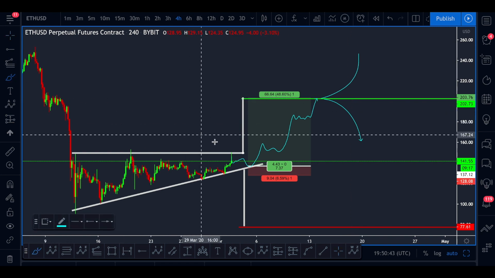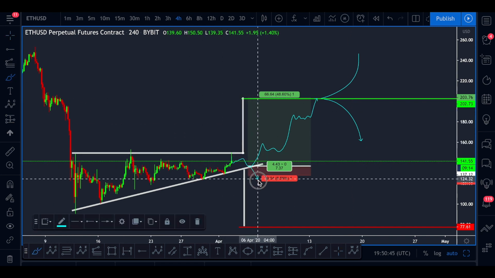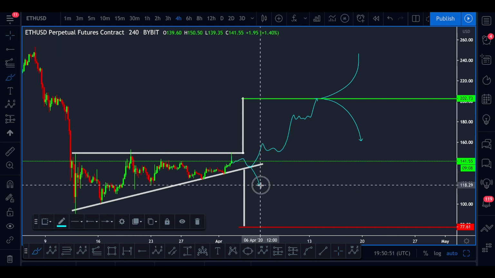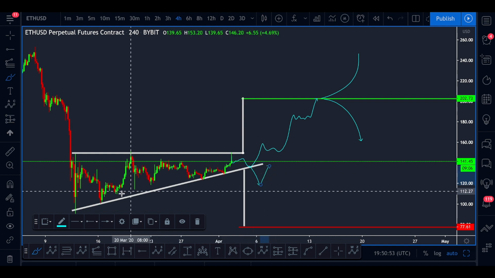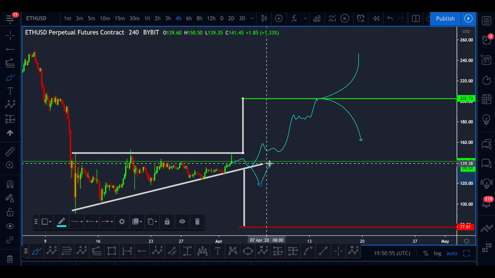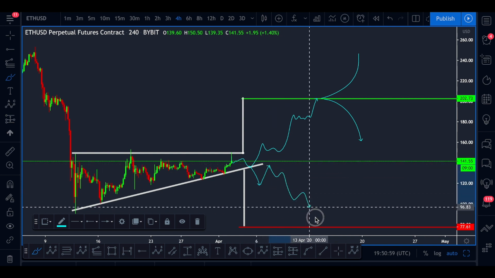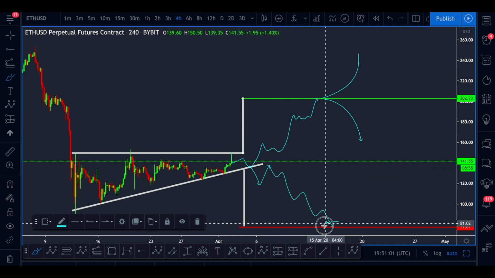And of course, if we break down from here, let me just remove this for now. We'll look to see if we can pull back and get rejected off this lower support line. It will become a new resistance, and then from there we'll break down again and we'll reanalyze right there.